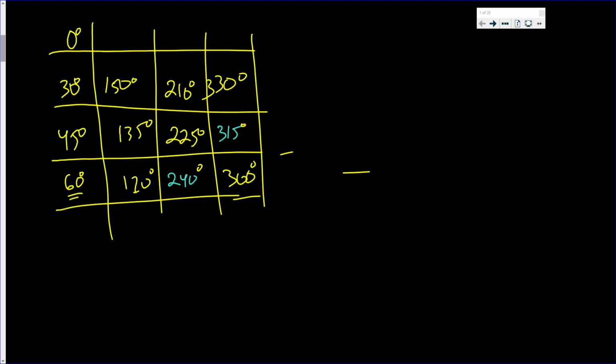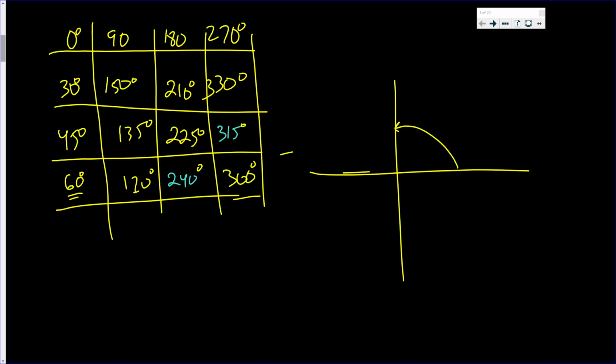And the other one is going to be 0, 90, 180, and 270. If you go up to here, or if you go up to here, that's 180, or you go up to this axis, 270, or if you don't go at all, you stay right there, that's 0.